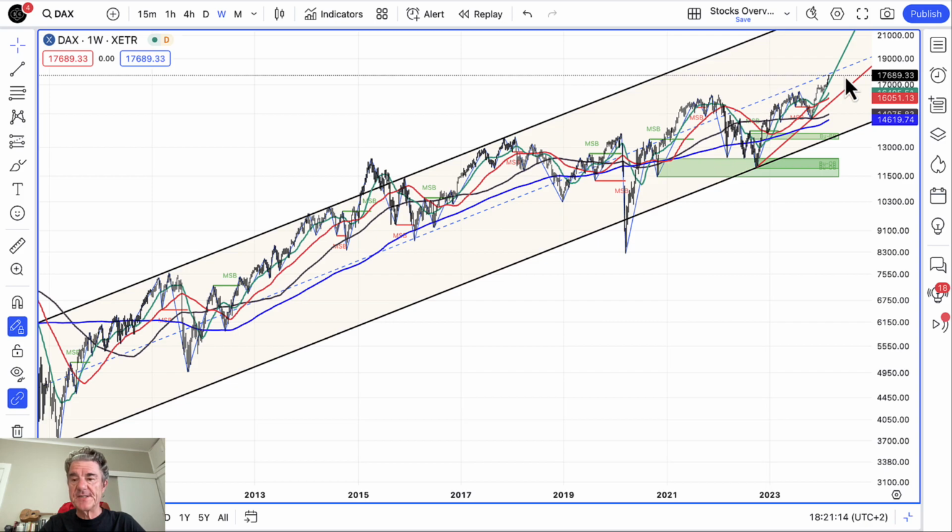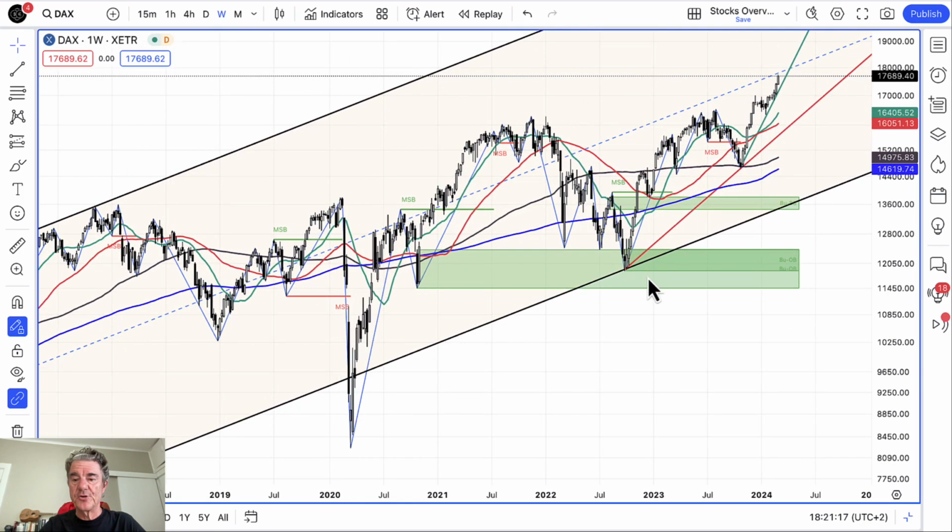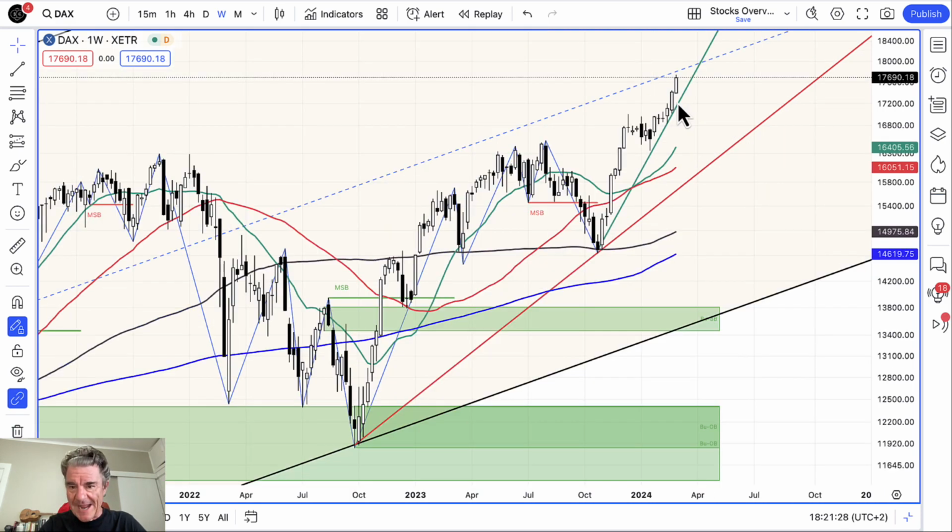But we're at the channel center line and we've got three trend lines. We've got the long-term channel line at the bottom here. We've got this shorter, steeper red trend line. And then even stronger and even shorter, this green trend line, all on the weekly chart. We're at the channel center line. It's often a point of resistance.